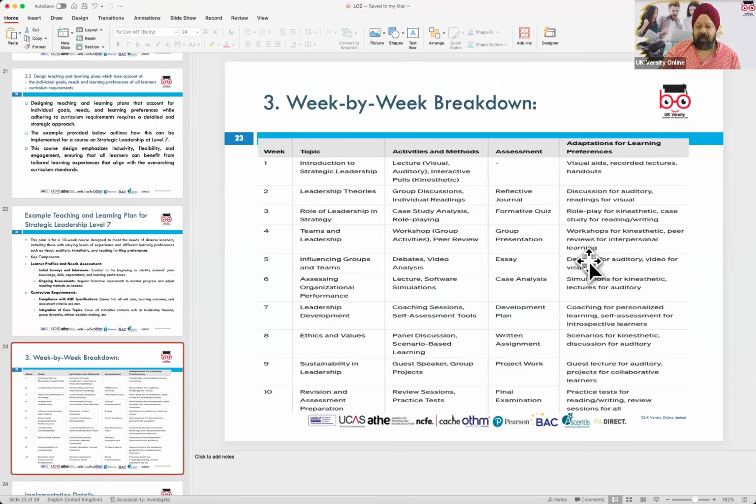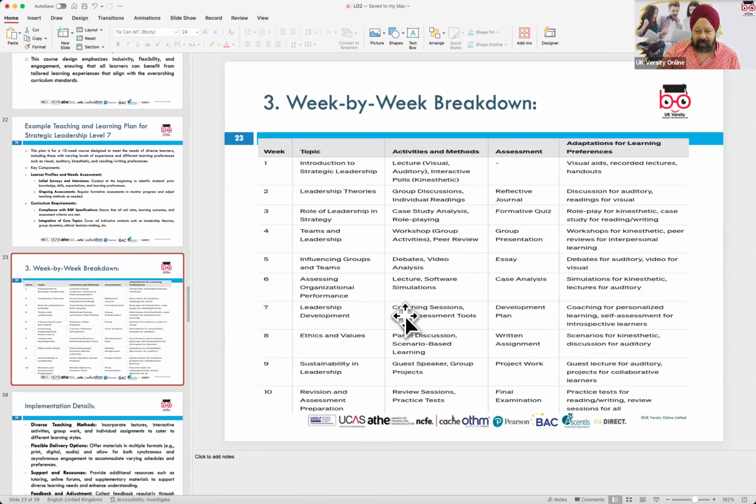This is where you're looking at picking out one particular week, and in that lesson plan, you're picking it up to explain what the various activities are that you would carry out and how they would meet the individual needs.